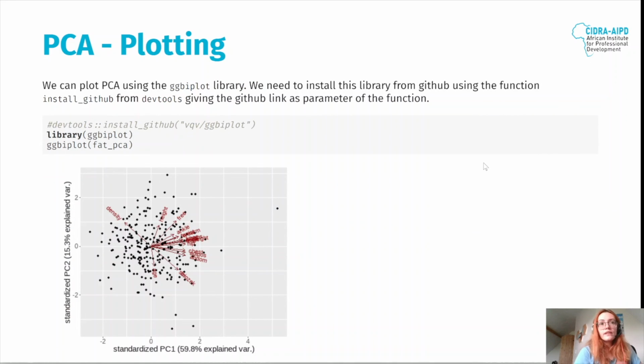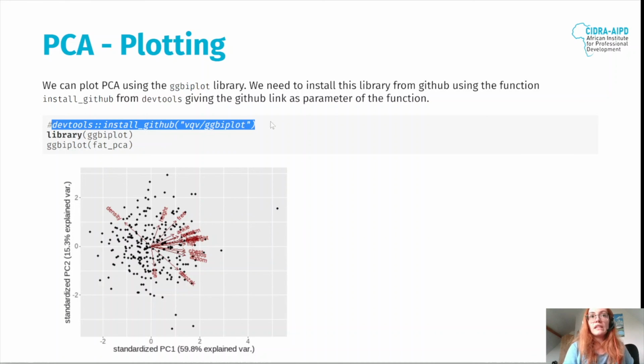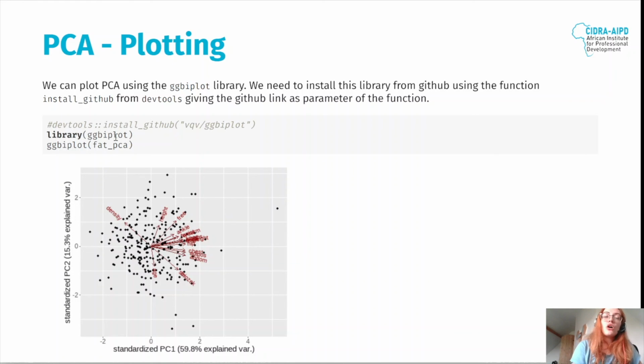And the important thing here is to be able to visualize, to plot those principal components as well. We can plot using the library ggbiplot. This is from GitHub, so to install this library, you need to use the install_github function from the devtools package. This is the GitHub user and the project from GitHub. Once you install it, you can call the package and use the function.